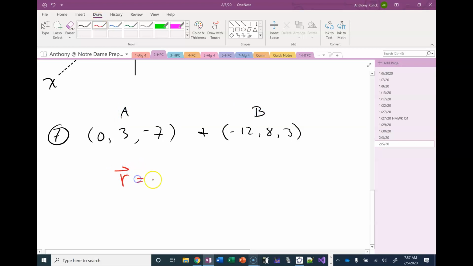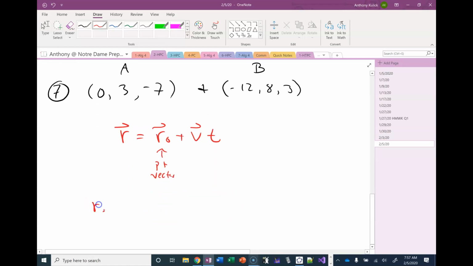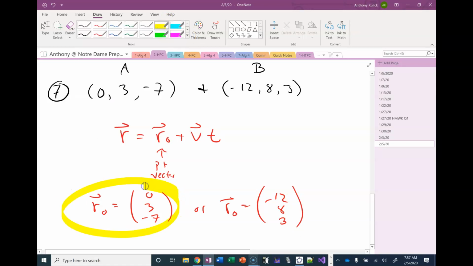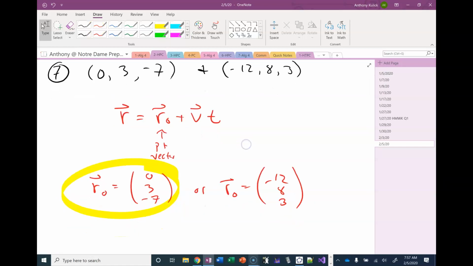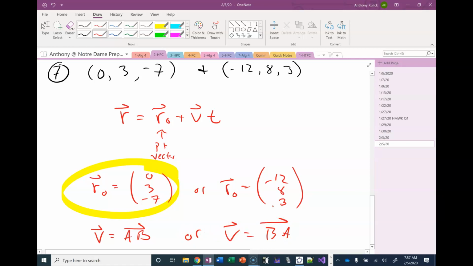So my vector equation for a line is this. For my R naught, this is the point vector. The obvious choices for R naught would be one of these 2. It doesn't really matter which one. For the sake of writing an answer down, let's use that one. And then for V, the direction vector, I could do AB or BA, the 2 obvious choices. Okay. Again, just for the sake of argument, let's do this one.